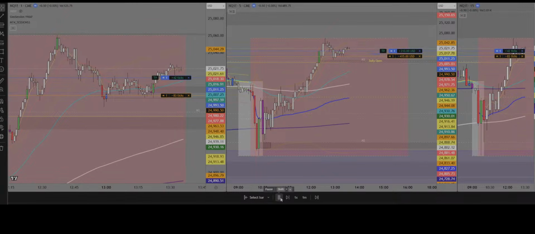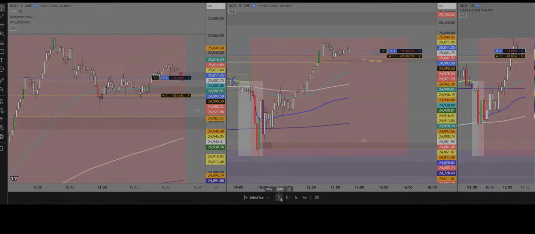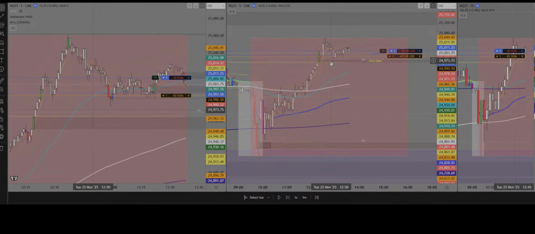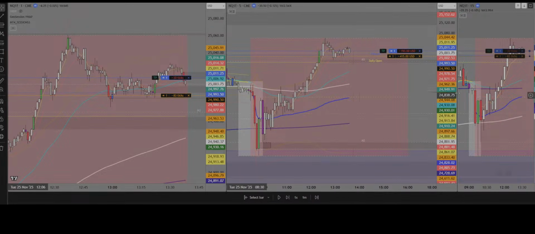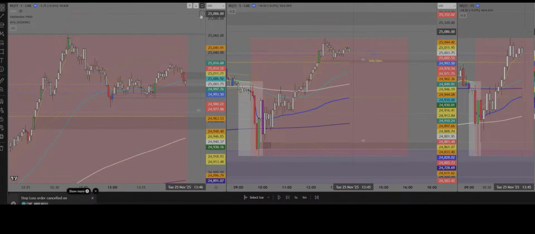Oh, 5 and 13 are compressing here on the 1. The white line, that's going to be the 200 on the 15-minute. I don't like this trade anymore. If it'll close. There it goes.